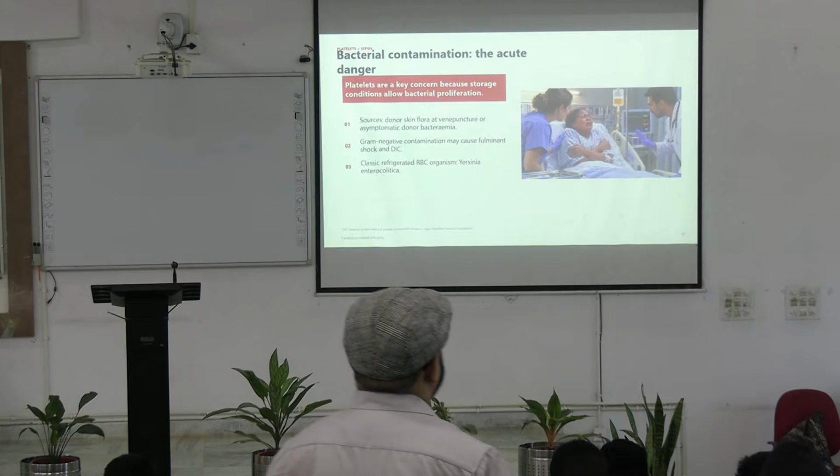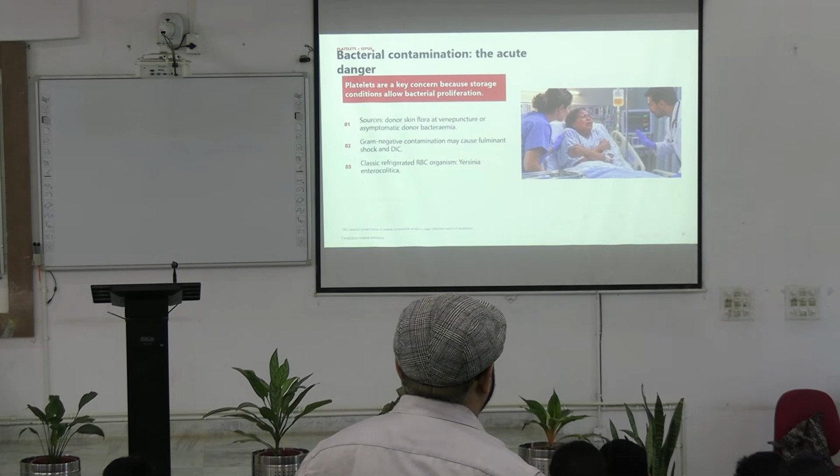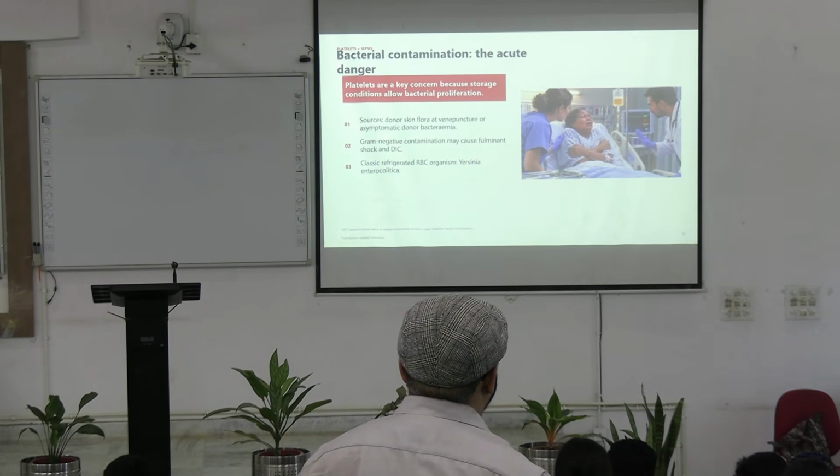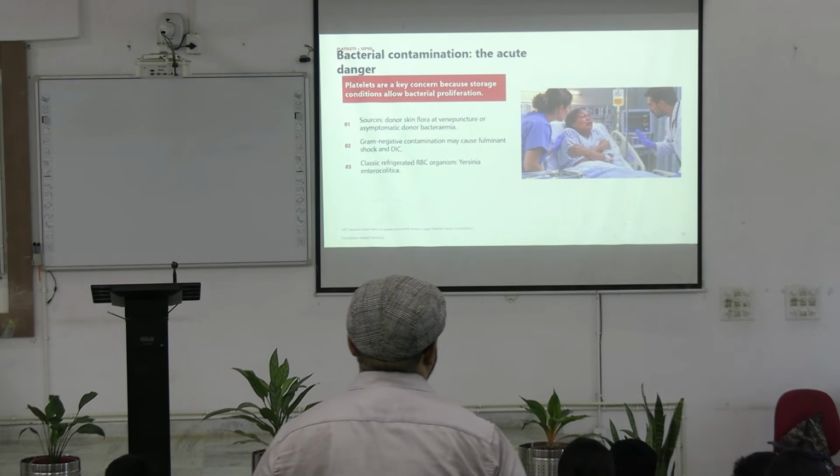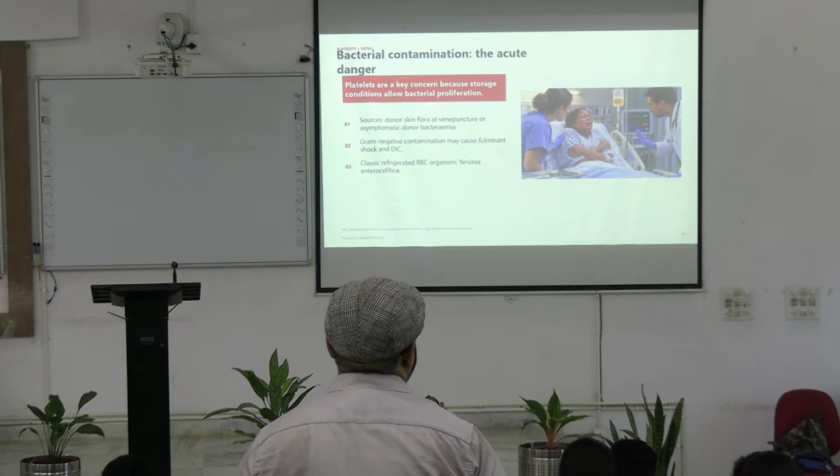Sometimes this infection may happen, but these two are the main factors responsible for bacterial infections during transmission. One is the source donor skin and the other is gram-negative contamination.